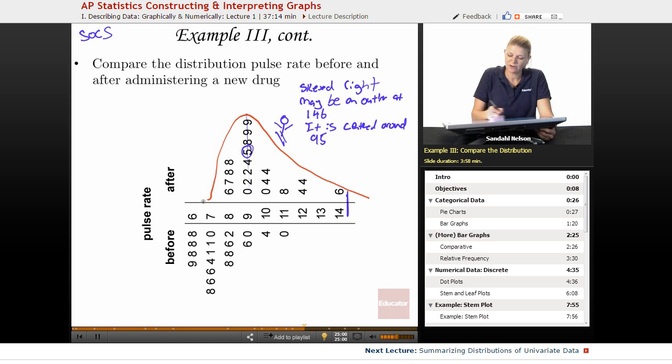And then what about the spread? It's spread between, let's see, our lowest number is 86, and it's spread between 86 and 146. Okay? So now, in order to be able to compare them, we also have to look at the before.